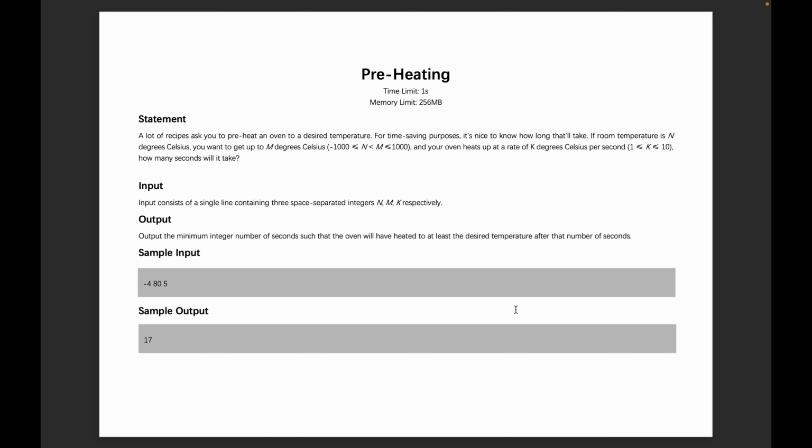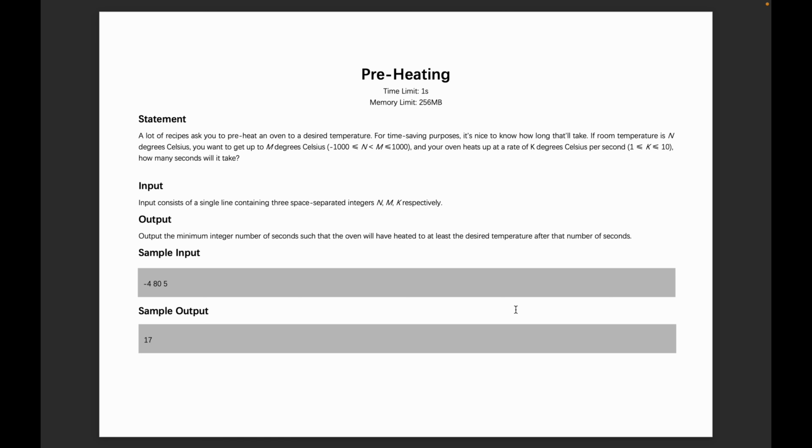It is called Preheating. Statement: a lot of recipes ask you to preheat an oven to a desired temperature. For time-saving purposes, it's nice to know how long that will take. If room temperature is n degrees Celsius, you want to get up to m degrees Celsius, and your oven heats up at a rate of k degrees Celsius per second. How many seconds will it take?